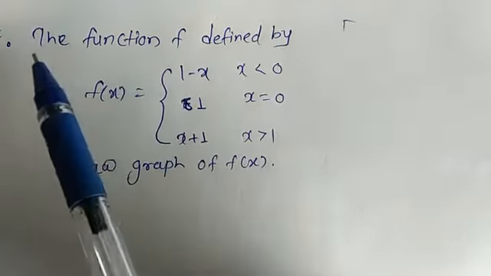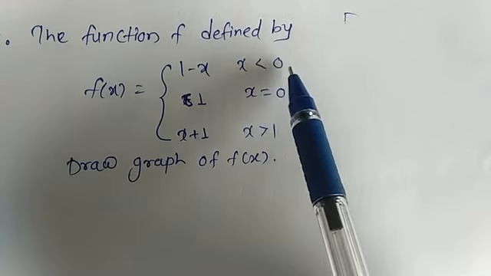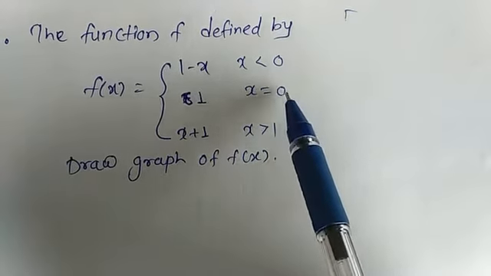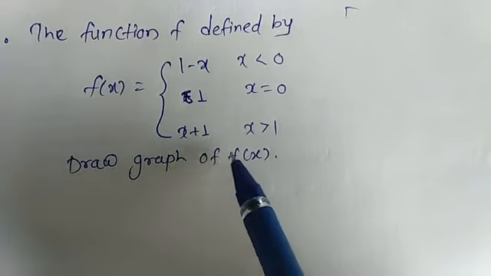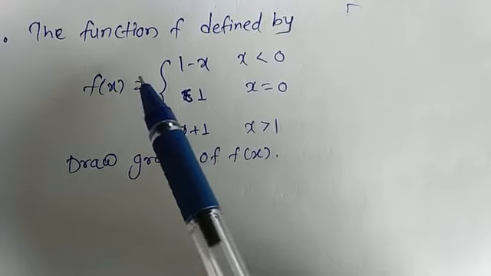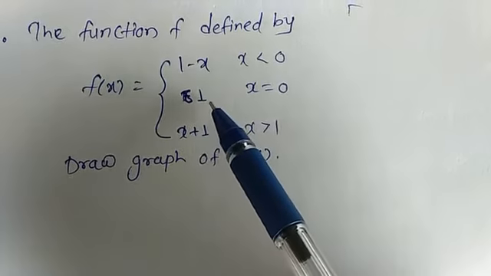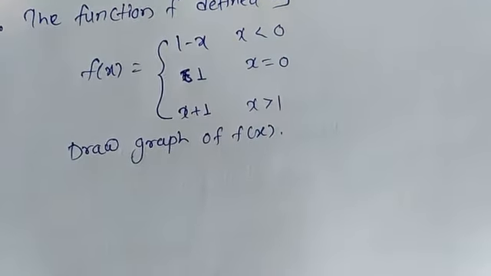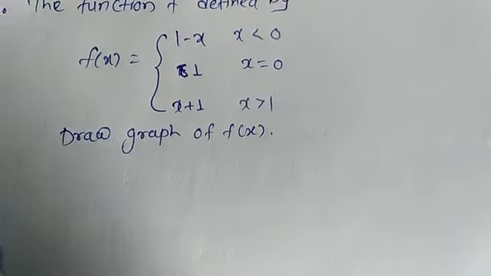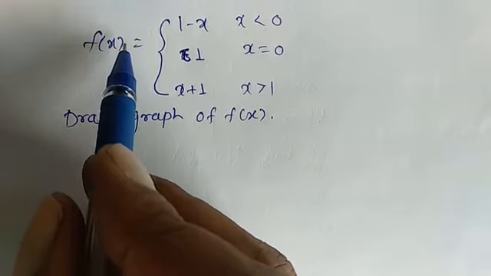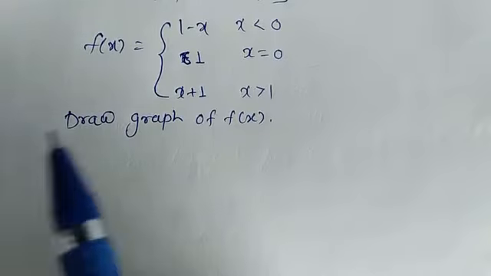Now the next example: the function f defined by f of x is equal to 1 minus x for x less than 0, is equal to 1 for x is equal to 0, and x plus 1 for x greater than 0. We have to draw the graph of the function f of x. If you check the type of the function, I think it is of the signum function type. So here we have to draw the graph. We first take some values of x. For x is equal to 0 it is 1. We will check for negative values of x and positive values of x.